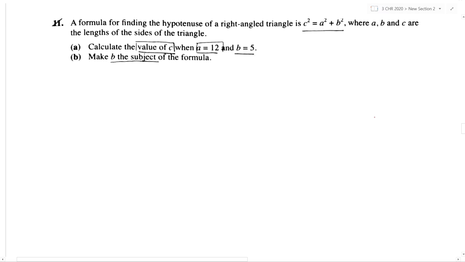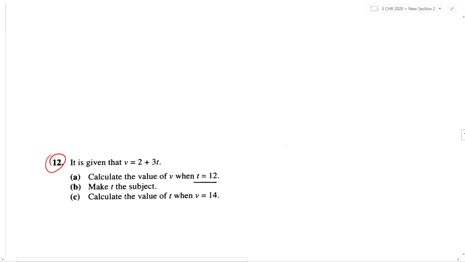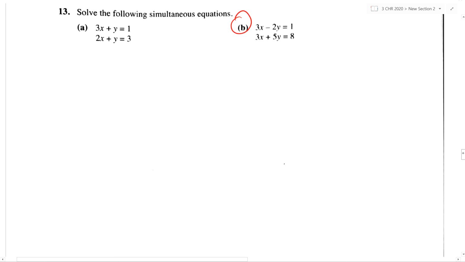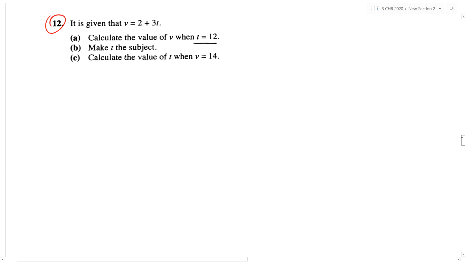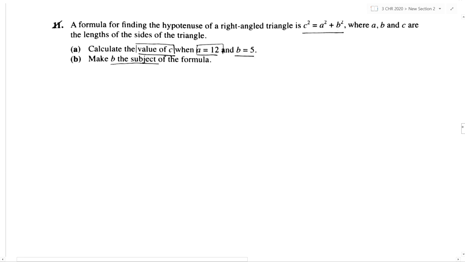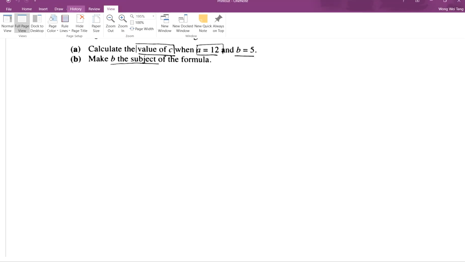This video is for revision exercise 2, question 11 to question 13. As usual, I'll be going through in this video the questions that are not circled in red. Questions circled in red will have to be attempted by yourself as homework. So let's start with question 11.